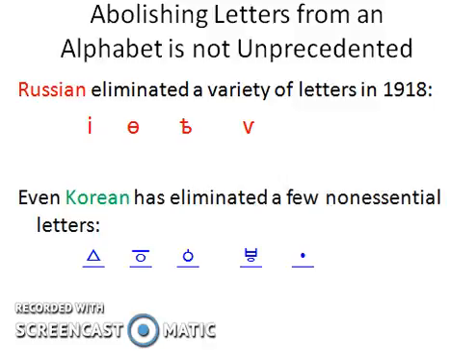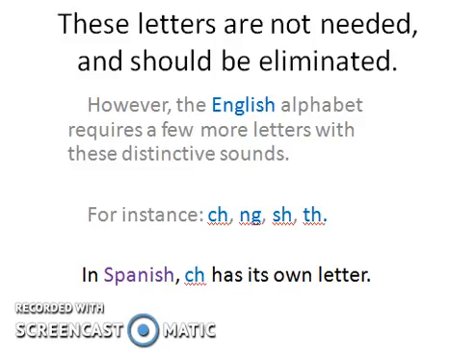Abolishing letters from an alphabet is not unprecedented. Russian eliminated a variety of letters in 1918. Even Korean has eliminated a few non-essential letters. Nobody complains now. However, the English alphabet requires a few more letters with these distinctive sounds.